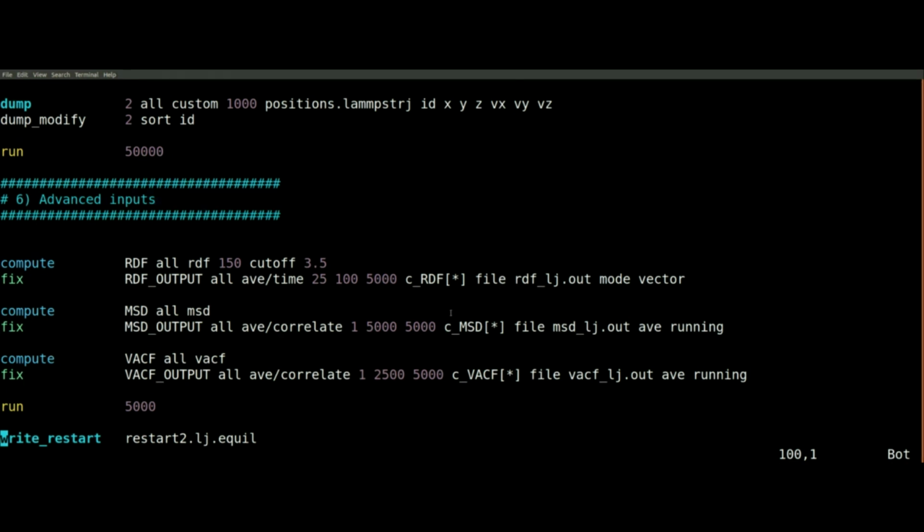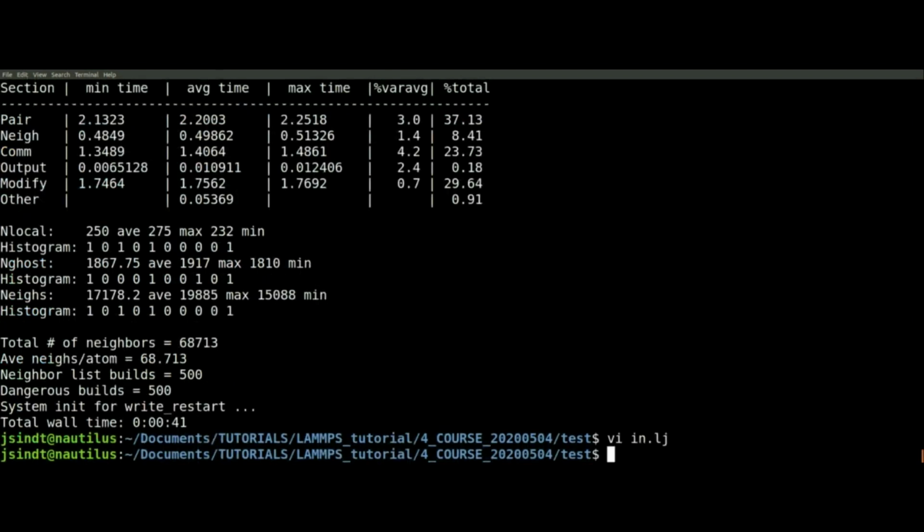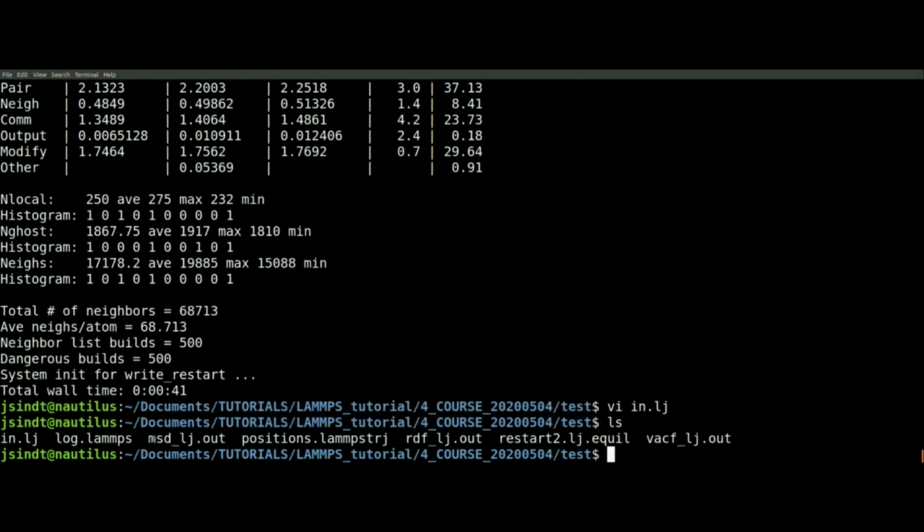And the last fix is the velocity autocorrelation function, and that is trying to tell you how quickly a particle forgets the direction in which it is going. So I've calculated all three of those, and I did the run while I was talking to you guys about the VMD. So that's already been done, and you'll notice that now there's a couple of outputs, including mean squared displacement, radial distribution function, and velocity autocorrelation function.